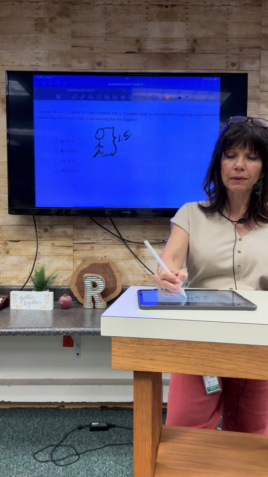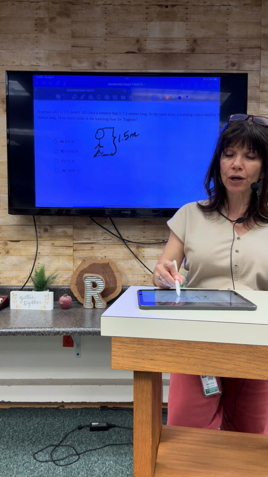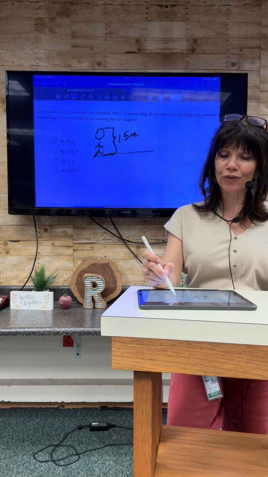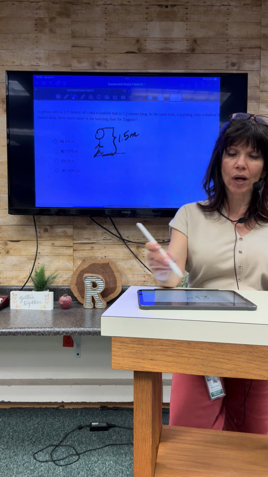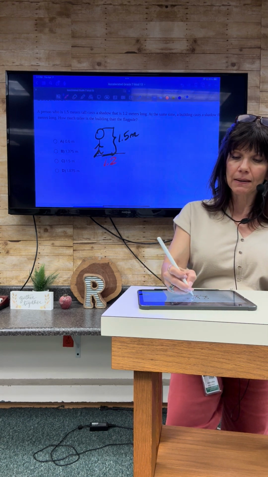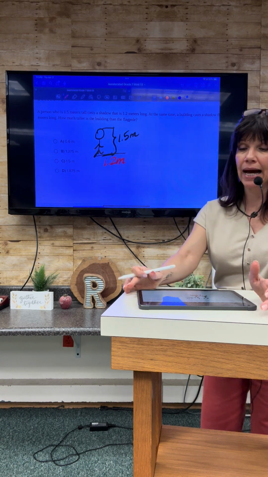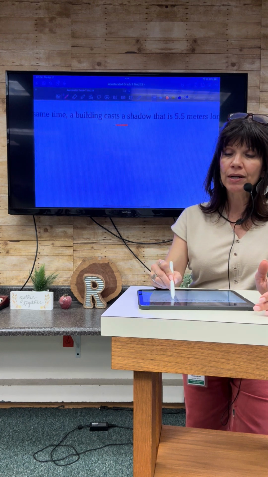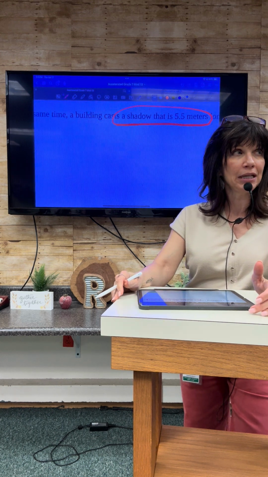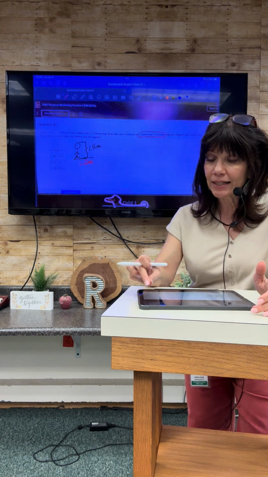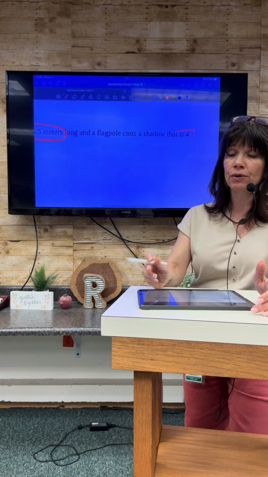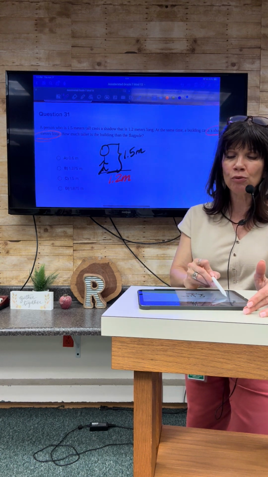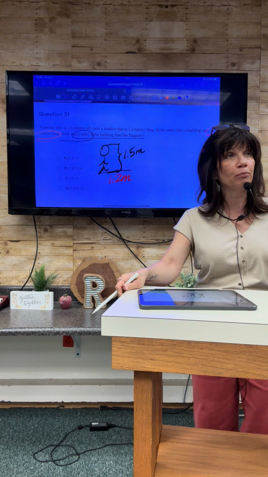1.5 meters. And it says their shadow that is cast on the ground is how long? Oh, it's shorter than them. Okay, so 1.2 meters. All right, now if I am comparing that to, at the same time, a building casts a shadow that is 5.5 meters long, and a flagpole casts a shadow that is 4 meters long, and then they ask me how much taller is the building than the flagpole.